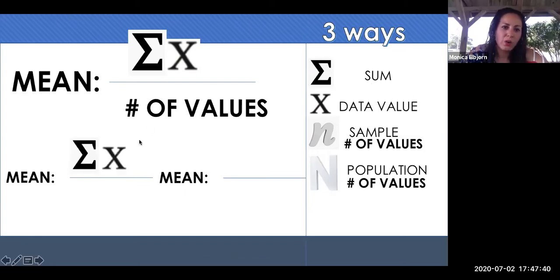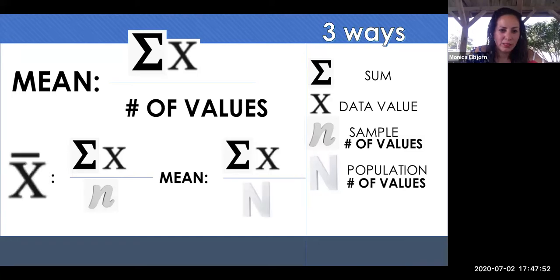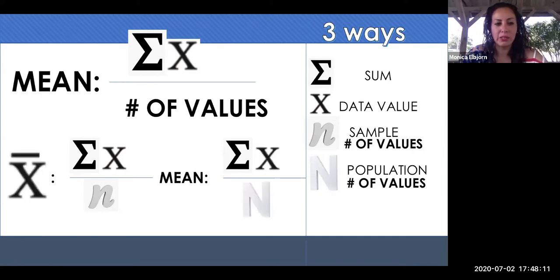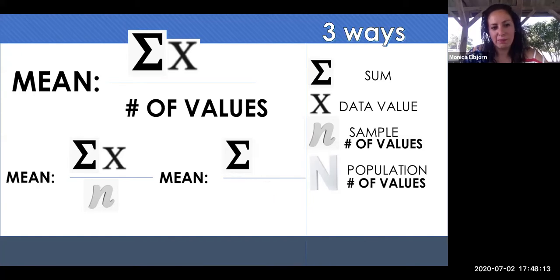So if we add all the values and then divide by the sample size, we get our sample mean. Our sample mean is an x with a bar at the top, and it's called x bar. I'm not kidding, that's how it's called, x bar. So if they tell you x bar, they're talking about the mean of the sample.